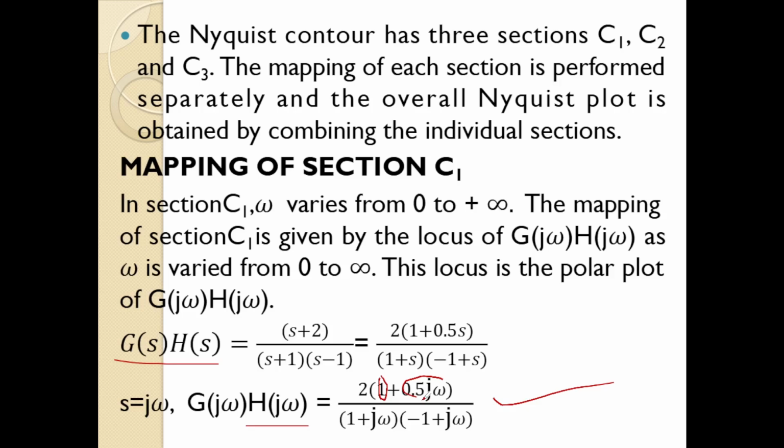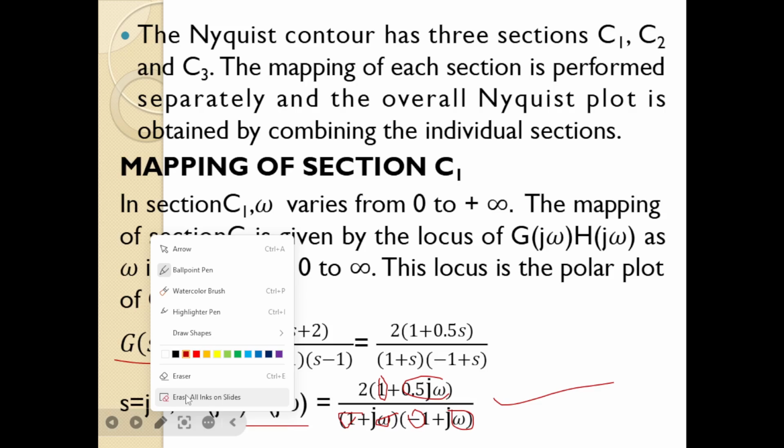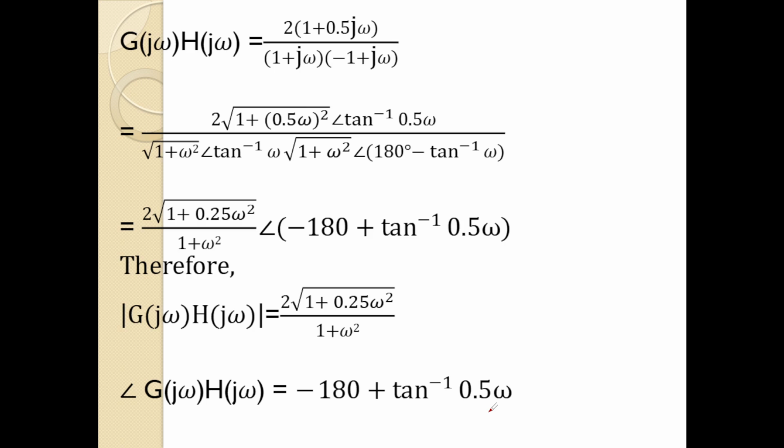So you have 3 vector quantities, or complex terms: 1 in the numerator and 2 in the denominator. So you can determine the magnitude and phase angle for that. 2 is constant. What is the magnitude here for this complex term in the numerator? That is root of 1 square plus 0.5 omega whole square, at an angle of tan inverse of 0.5 omega by 1, whole divided by the magnitude of this complex term, which is root of 1 square plus omega square at an angle of tan inverse of omega by 1.